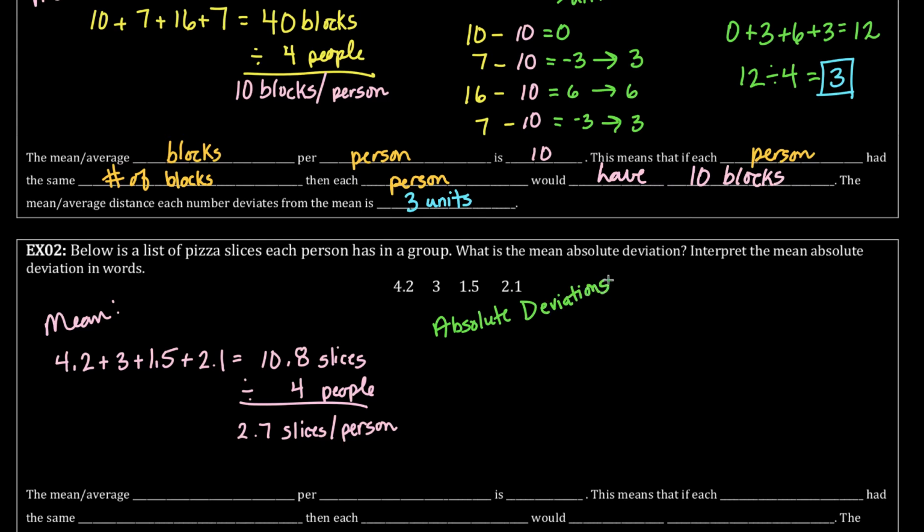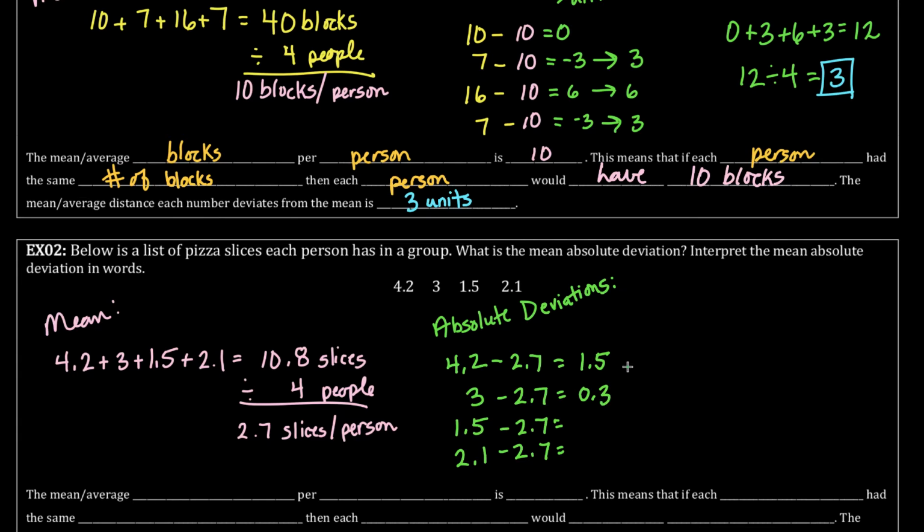So let's take our numbers, which are 4.2, 3, 1.5, and 2.1. And we want to see how different they are from our mean. So minus 2.7, minus 2.7, minus 2.7, minus 2.7. So 4.2 minus 2.7 is 1.5. We don't have to change that to positive because it's already positive. 3 minus 2.7 is 0.3. Once again, it's already positive. We don't have to change it.